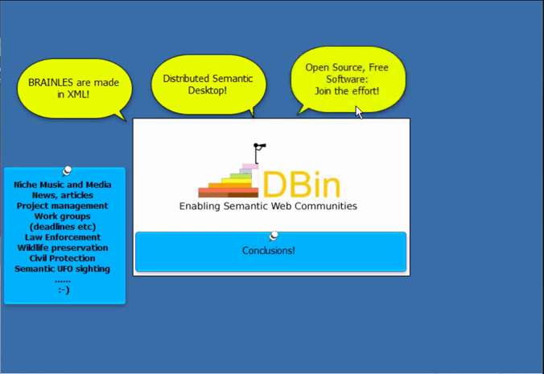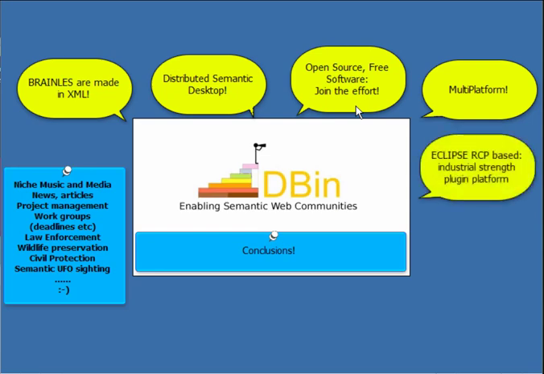DBin is open source and free software. Visit our website for more information. DBin is multi-platform. There are versions immediately available for Windows, Linux, and Mac. DBin is based on the Eclipse Rich Client Platform, so writing all sorts of plugins and extensions is possible and fairly documented. Thank you very much for your interest.